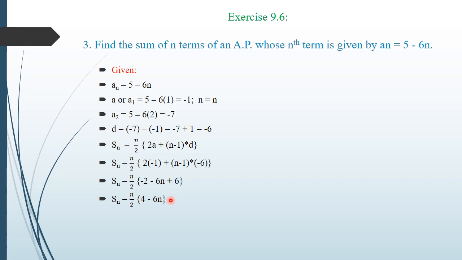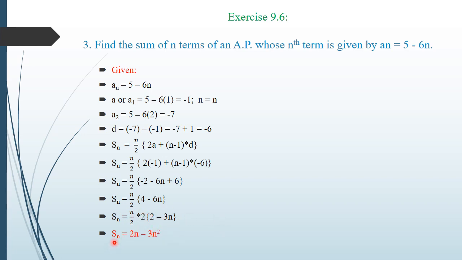Further, I can take 2 common from these two terms. You can see here, when I take these 2 common here, that will be n by 2 as it is into 2 into 2 minus 3n here. Now further I can cancel out this 2 with numerator and denominator. Then lastly I'll get the answer as Sn equal to, when I multiply this remaining n inside this bracket, I'll get n into 2 is 2n minus n into 3n is 3n square.